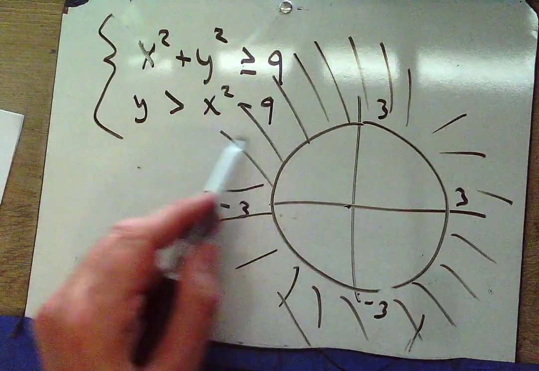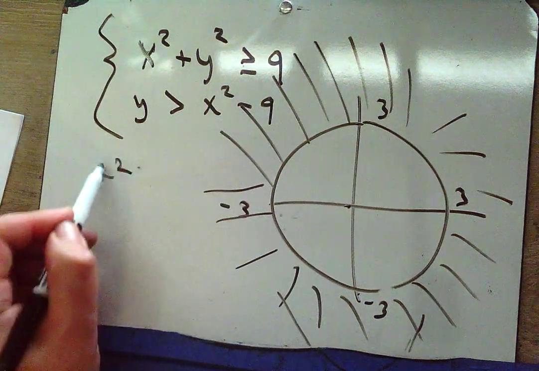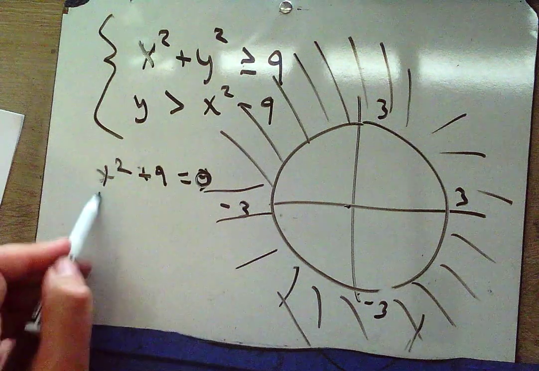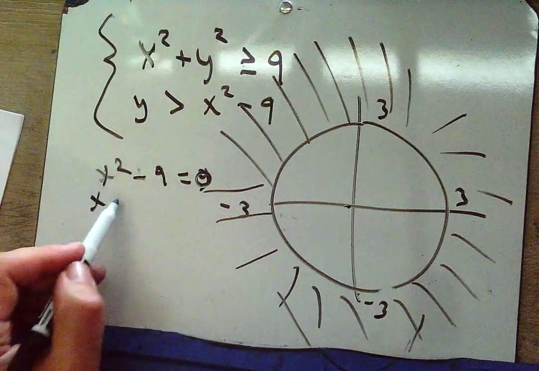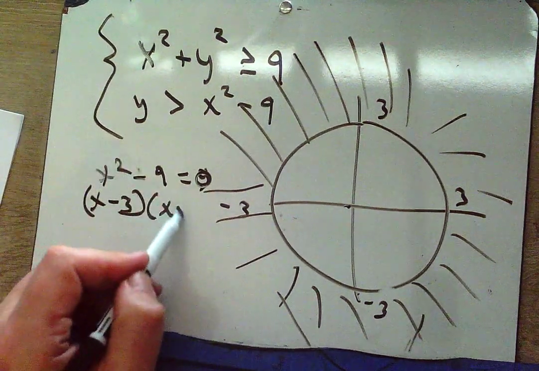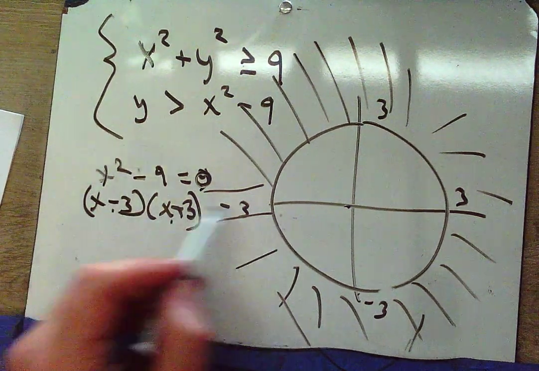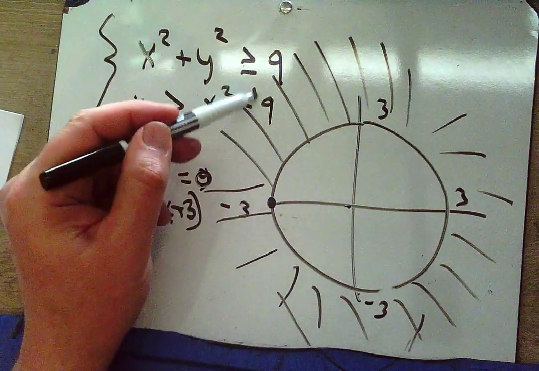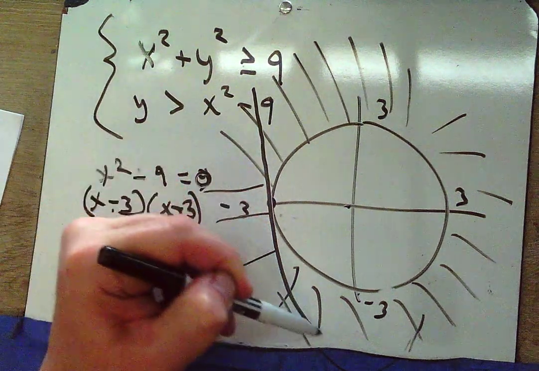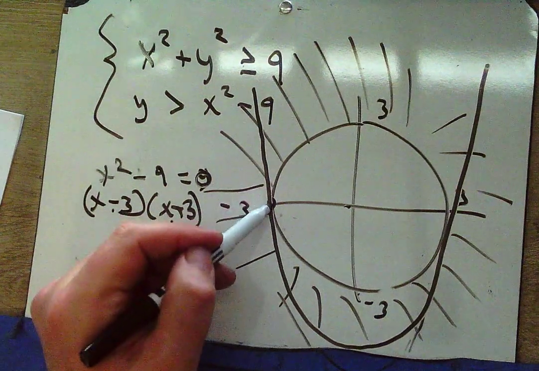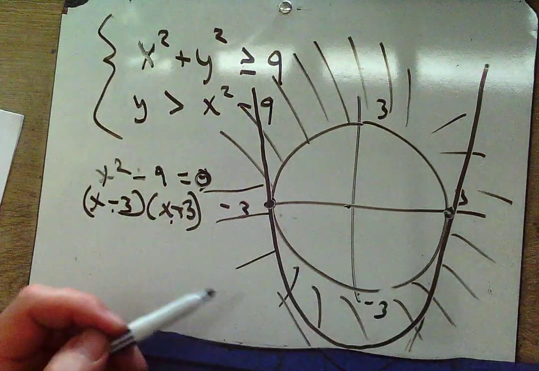Where does this have x-intercepts? x squared plus 9. If I plug a 0 in for y, sorry, that's a minus 9. x minus 3, x plus 3. Oh, look, my x-intercepts are 3 and negative 3. So my parabola goes like that and touches here and here.